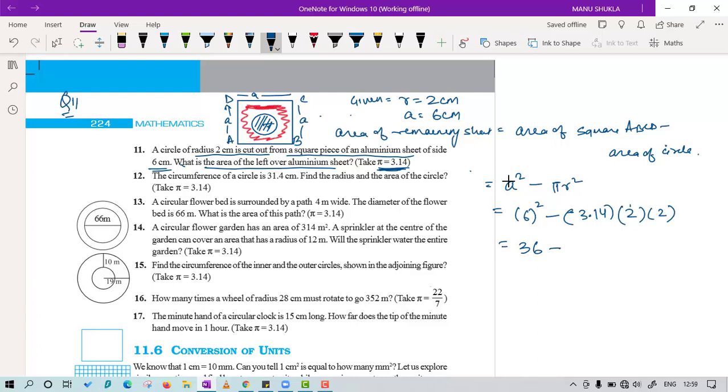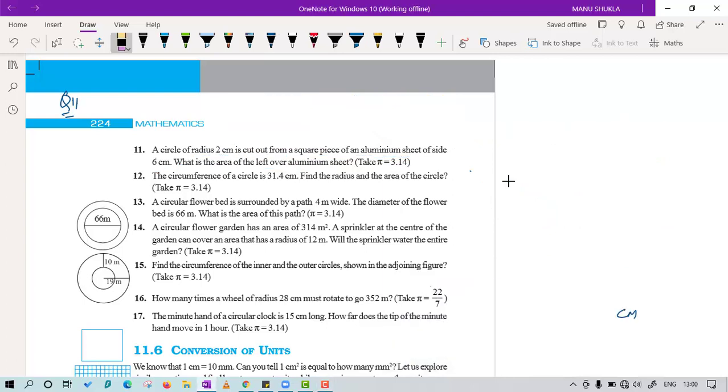36 minus 4 into 4 is 16. 4 ones are 4 plus 1 5, 4 threes are 12. So 36 minus 12.56. So what will happen? We can say this is 36.00 minus 12.56. So 0 minus 6, that is 10 minus 6 is 4, 9 minus 5 is 4, 5 minus 2 is 3, and 3 minus 1 is 2. The answer is 23.44 centimeter square, the remaining sheet. Okay, now let's see the next question.